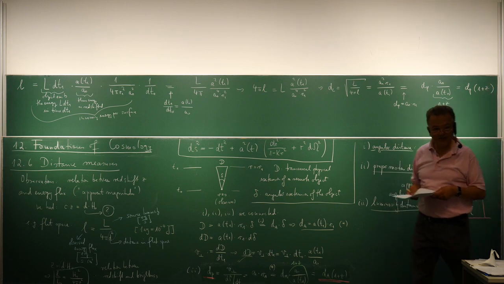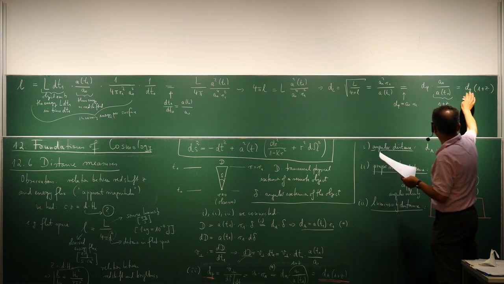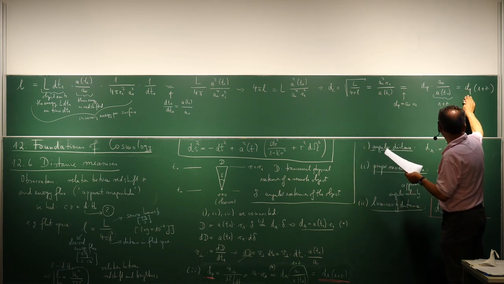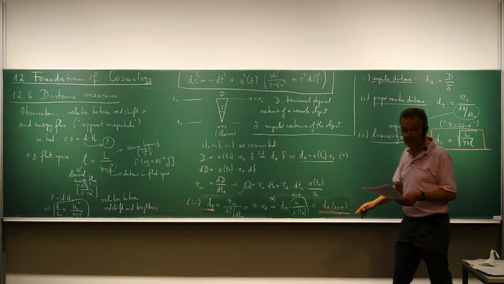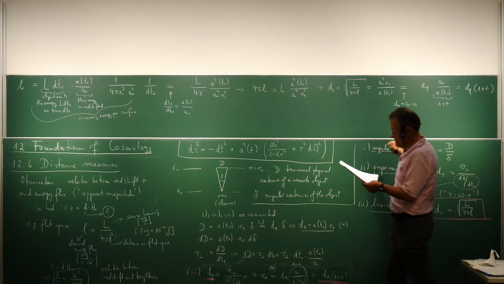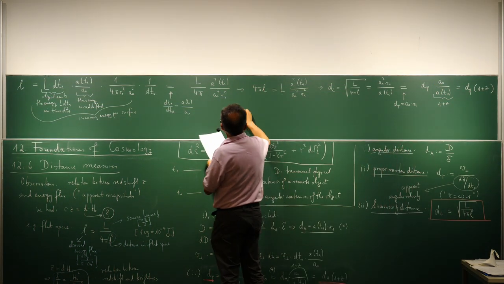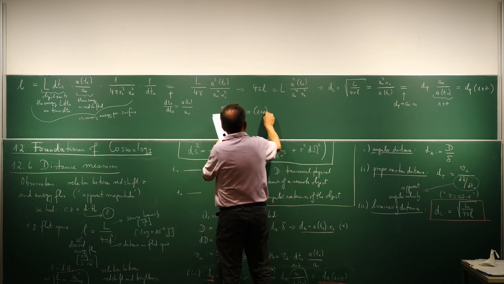So we have also shown that the luminosity distance is related to the proper motion distance. And because we have shown that the proper motion distance is related to the angular distance, all three are connected. So let me summarize that we have shown that dl is 1 plus z times dp.